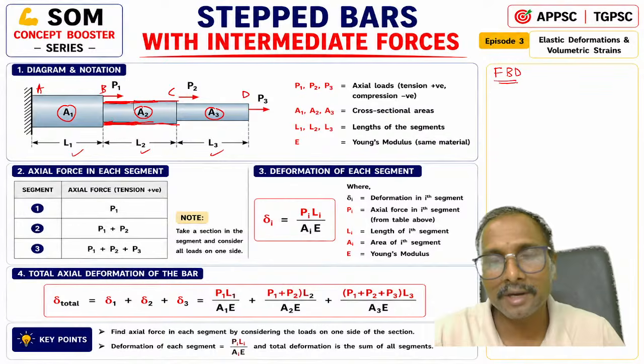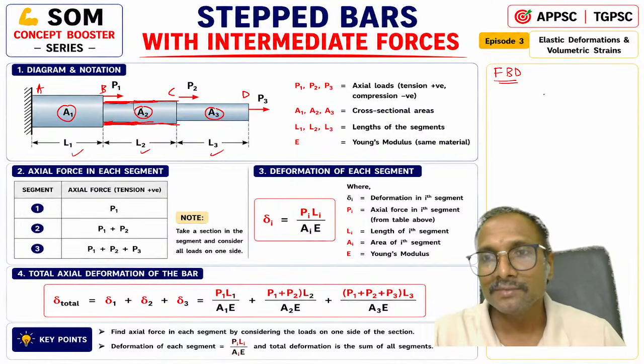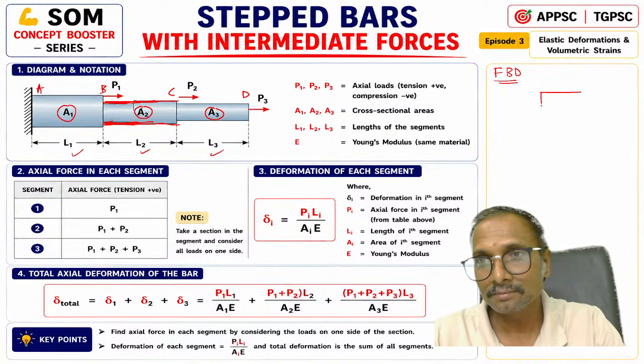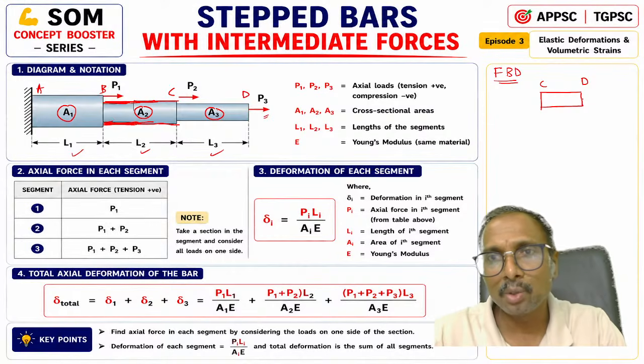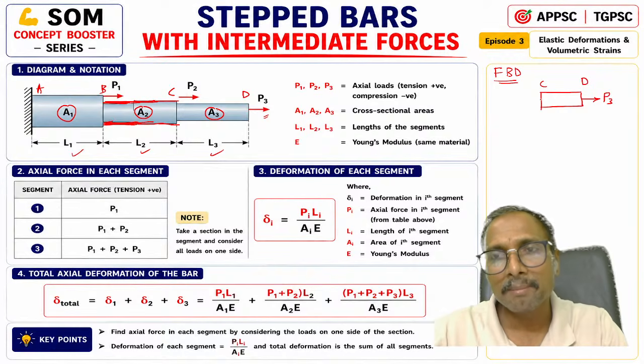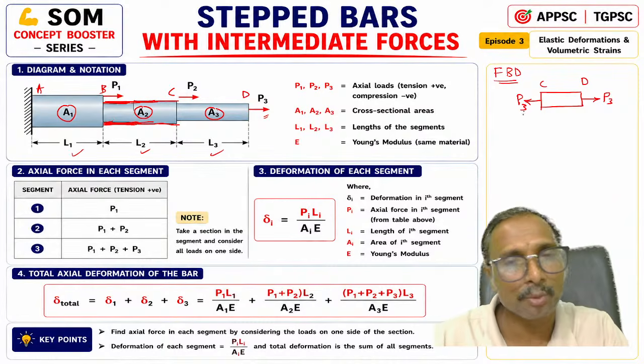So what is the free body diagram for this one? If you draw the free body diagram, this is your CD portion. So for this CD, what is there here? At D, the load on the right side is your P3, right? So for member balancing, what should there be? To balance the member, at C on the left side, P3 should be there, right? At C also, the left side force P3 you'll be having, right?